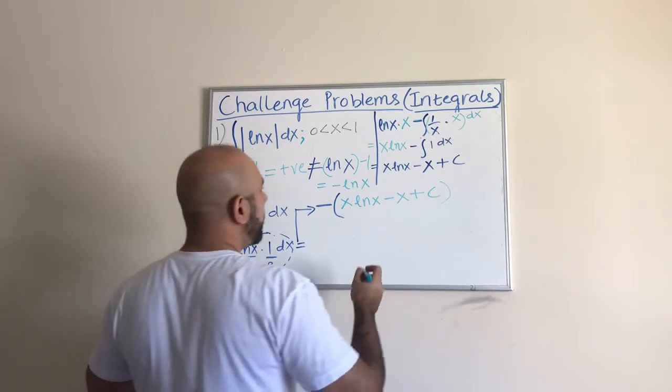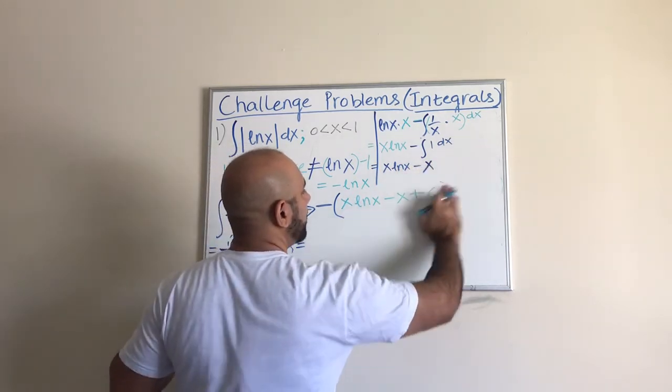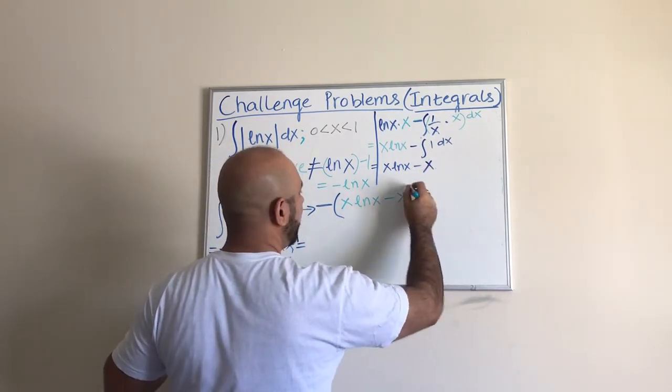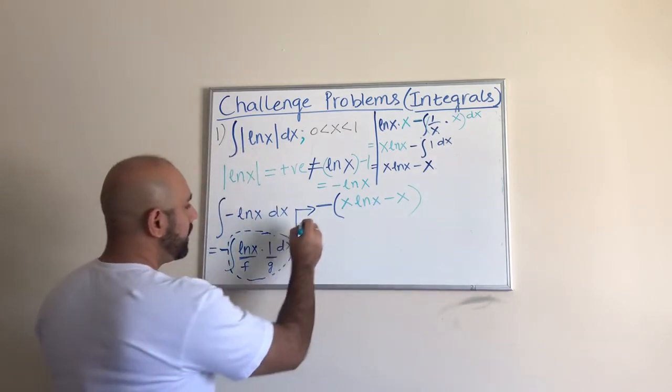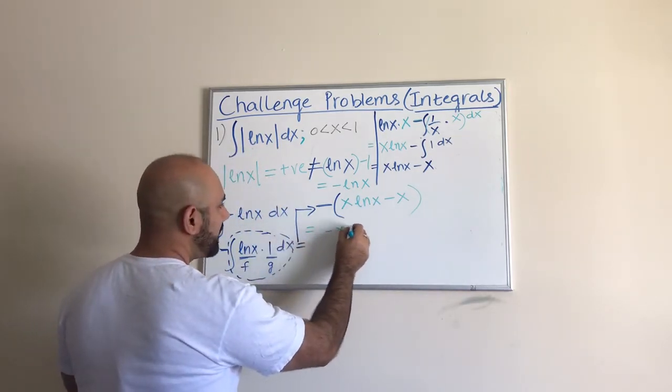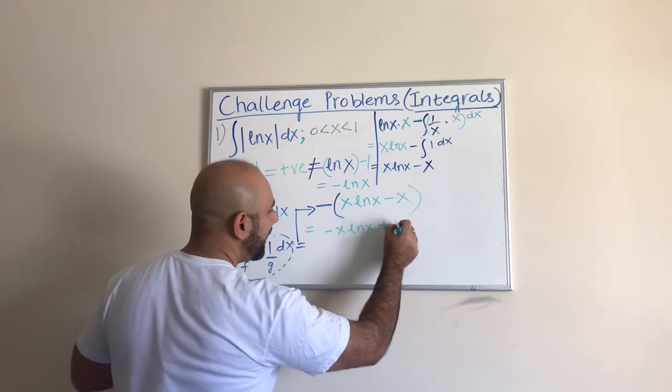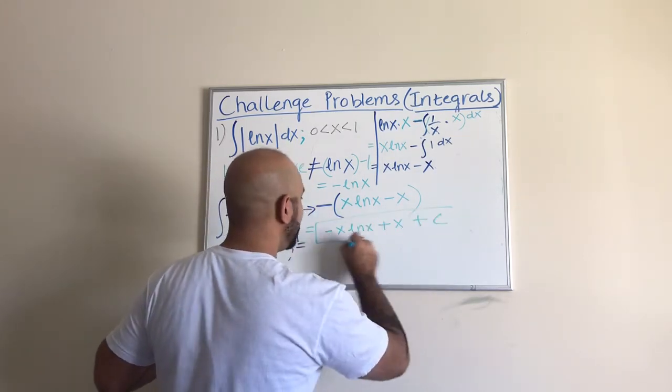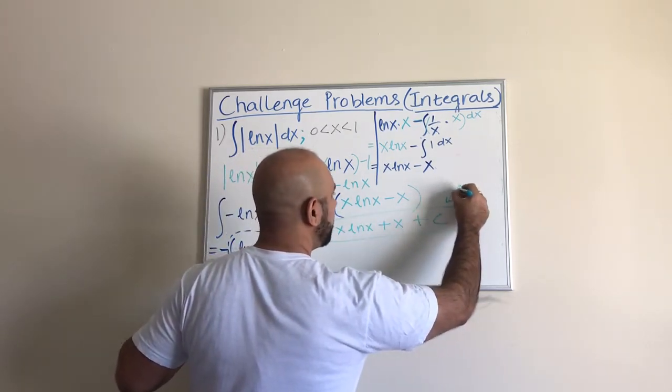Okay. You know what? In order to avoid some confusion, let's not bring in the c right now. Let us do that all the way at the end. Okay. So this is going to be negative x ln of x plus x, and then I can put a plus c at the end. Guys, this is the final answer.